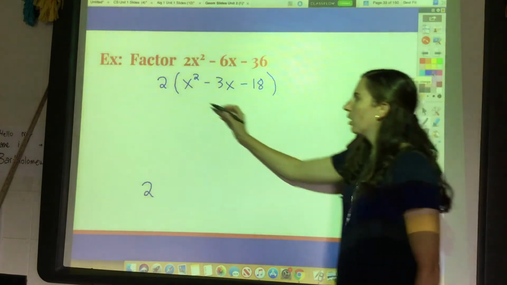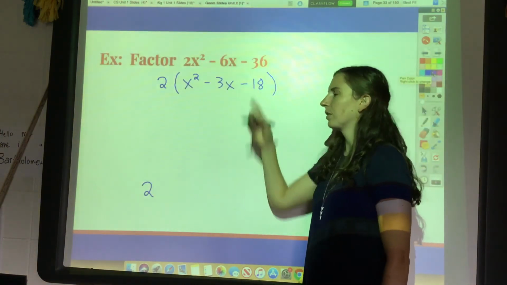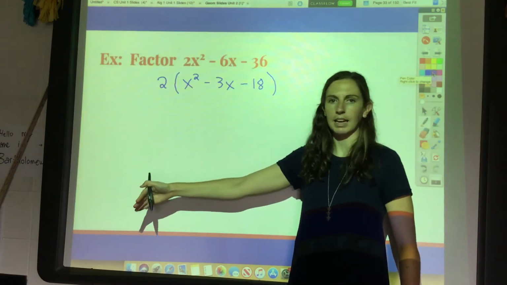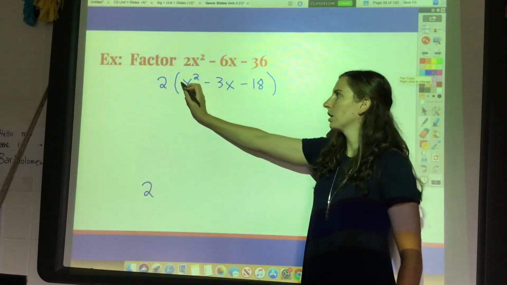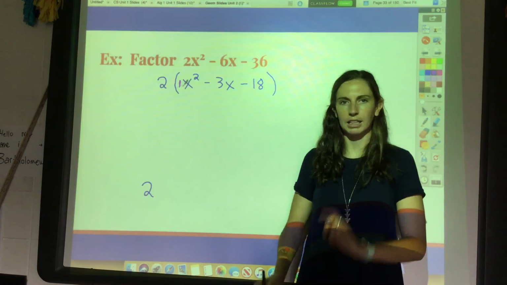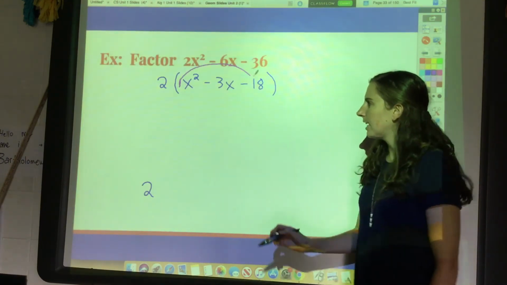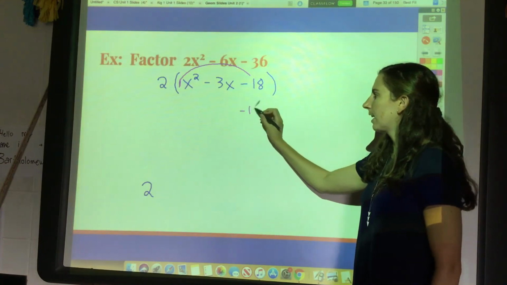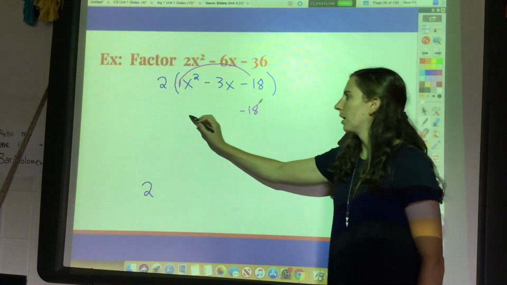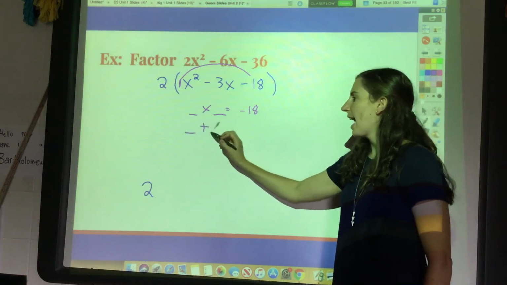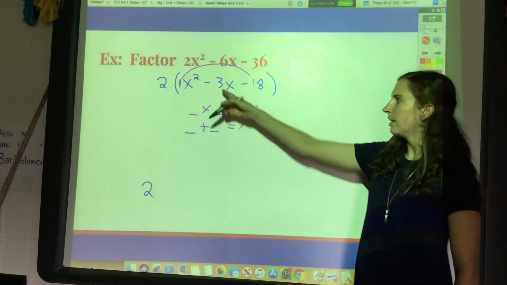So I'm going to rainbow whatever's in front times whatever's in the back. Again, we're ignoring the 2. The 2 is its own separate thing. When I do rainbow method, I'm just working with this 1 that's directly in front of the x squared. So 1 times negative 18 is negative 18. So I want to multiply to be negative 18 and add to be negative 3.